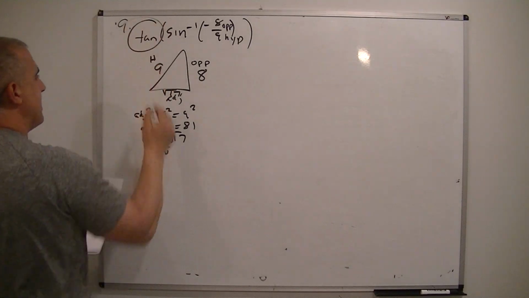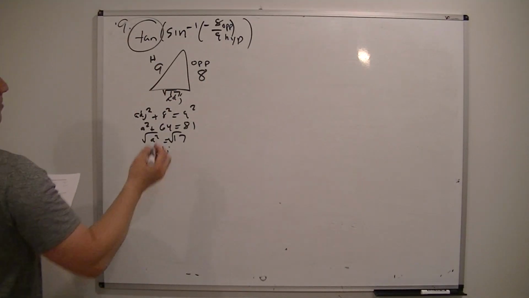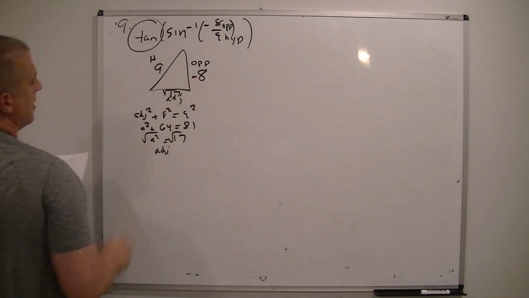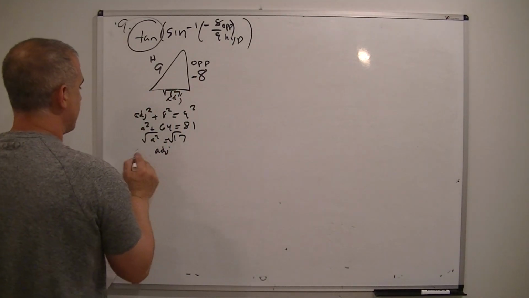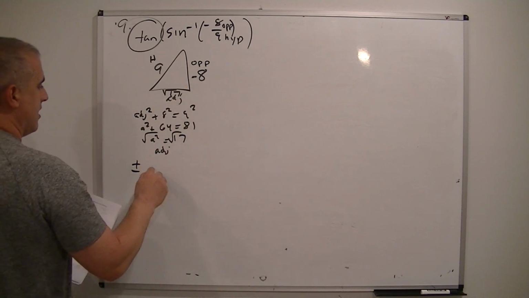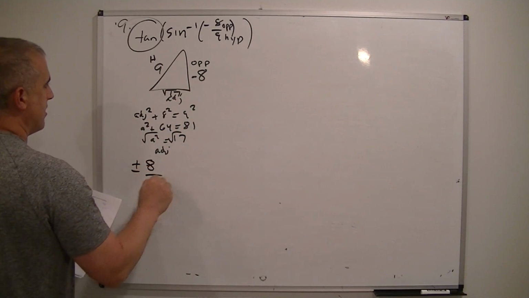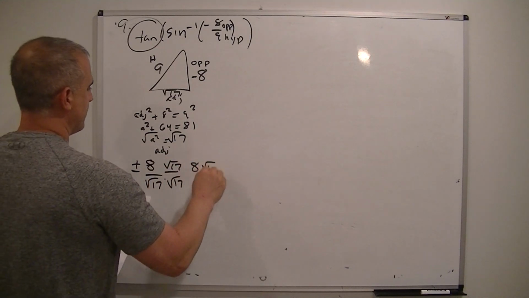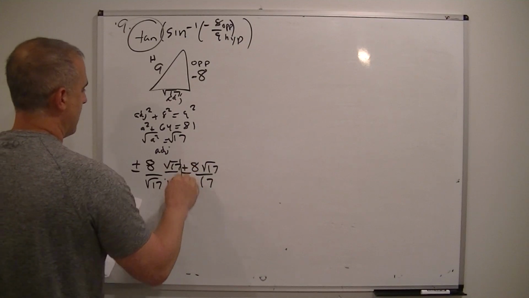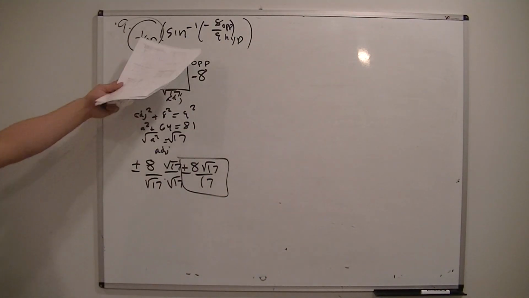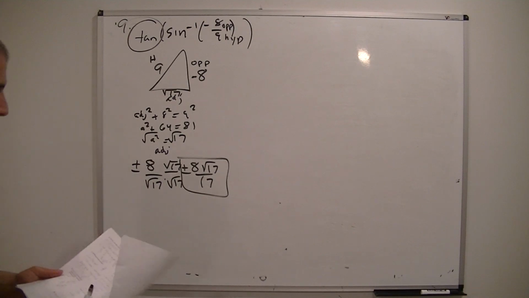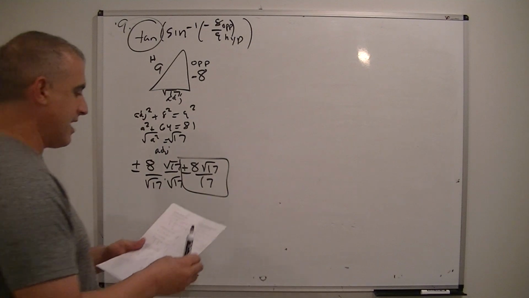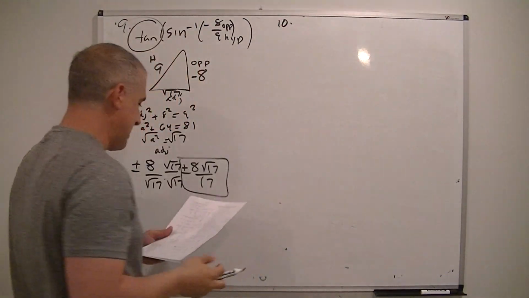So they want me to find tangent. All right, well, we don't really know what could be positive or negative in this, because this part could be negative, it could be positive, so our answer would be plus and minus 8 over square root of 17. If I rationalize that, that would be 8 square root of 17 over 17 with the plus and minus. Once again, the reason why we need plus and minus is we don't get enough information about what that would be from that standpoint. Okay, going on to the last page, page 10, question 10.